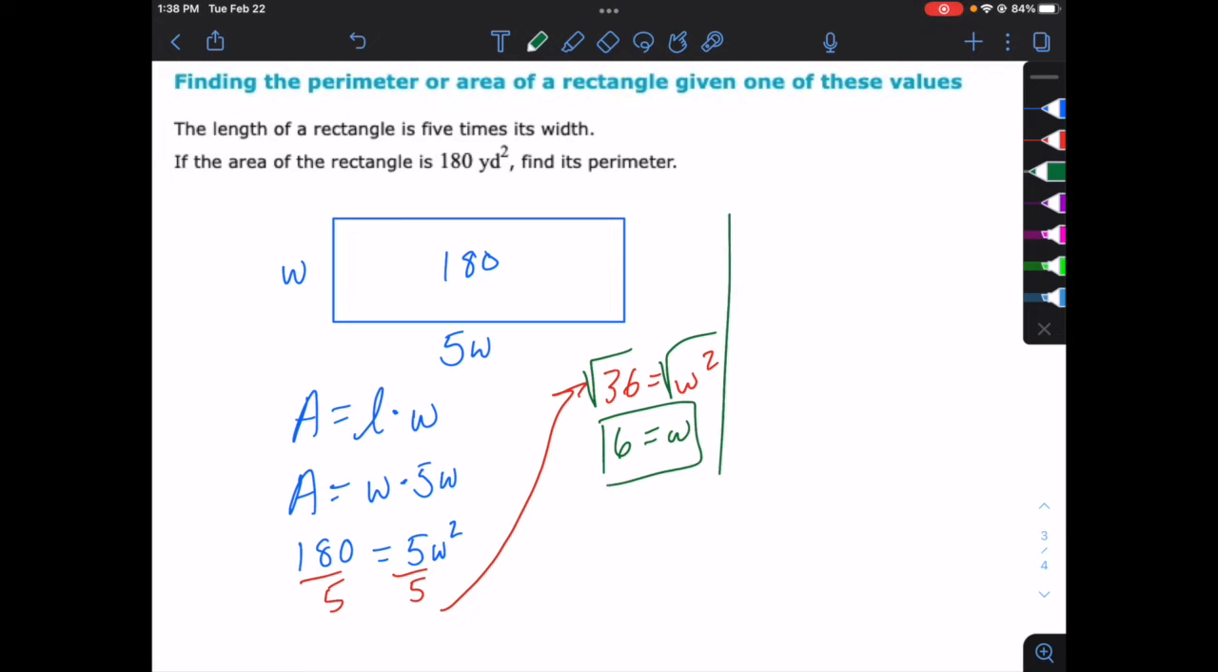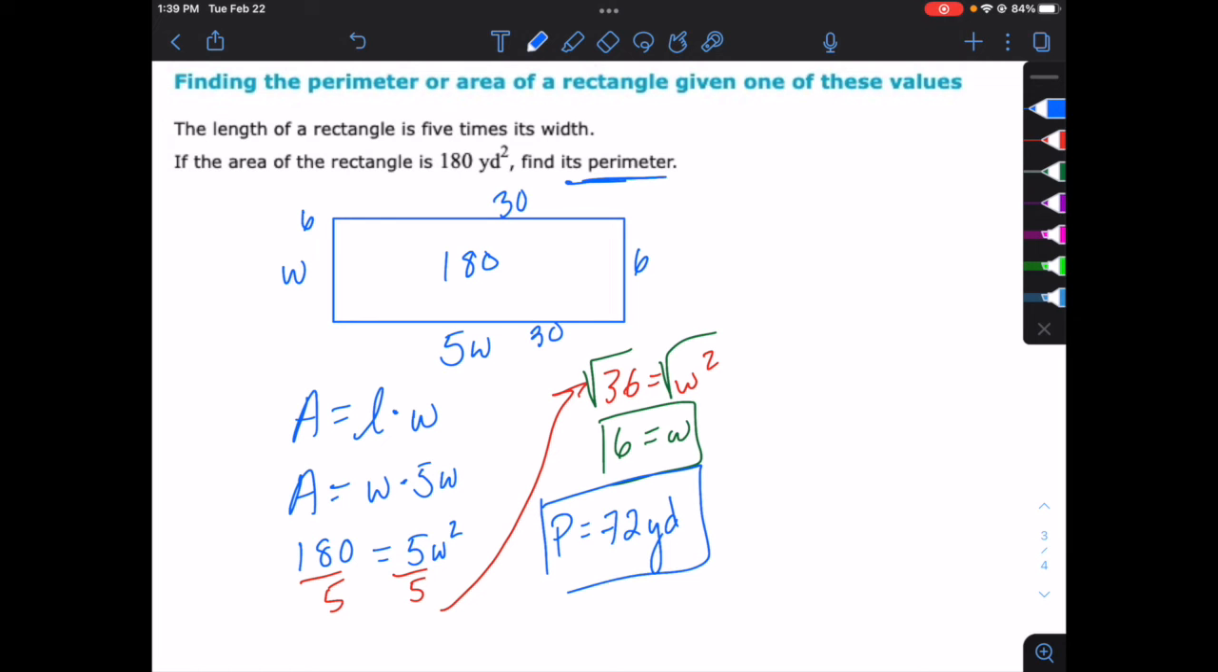I'm sorry, stopped a little too soon on that one. That is the width. It asks us to find its perimeter, so make sure we always answer the question. So we have a 6 here, and really this is 30, and this is 30 up here, and this is 6 over here. So we can add all those up together. 30 and 30 is 60, plus 6 and 6 is 12, so 60 and 12 is a perimeter equals 72, and we are talking about yards. So that's our perimeter for that one.